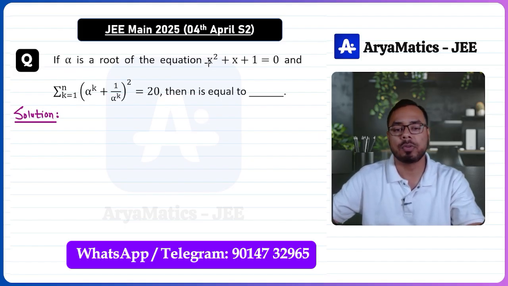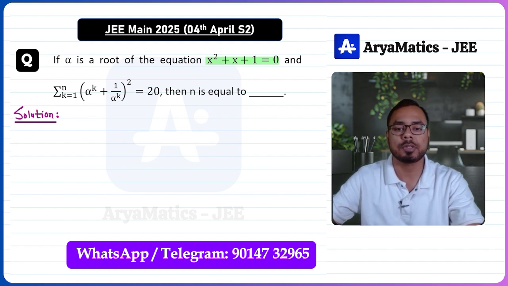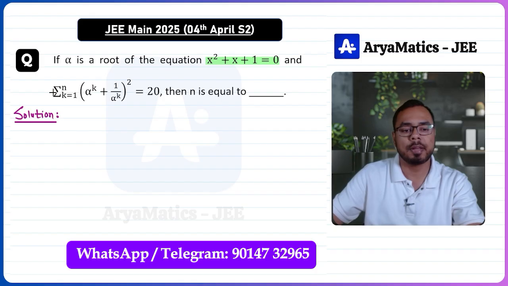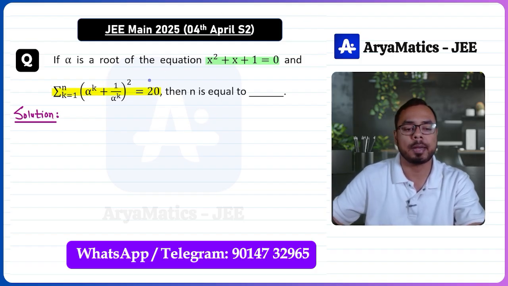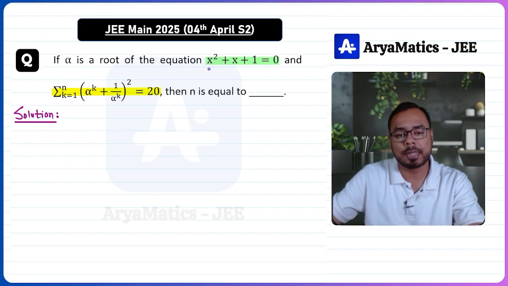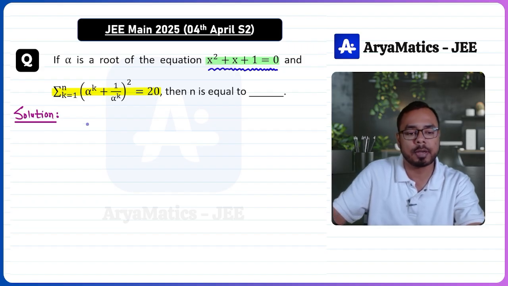If alpha is a root of this quadratic equation, x square plus x plus 1 equals to 0, and the value of this sum, alpha raised to k plus 1 by alpha raised to k, square of that, where k goes from 1 to n, is 20, then we have to find the value of n. Now clearly you can see that if alpha is a root of this equation, we know that the roots of this equation are omega and omega square, right?